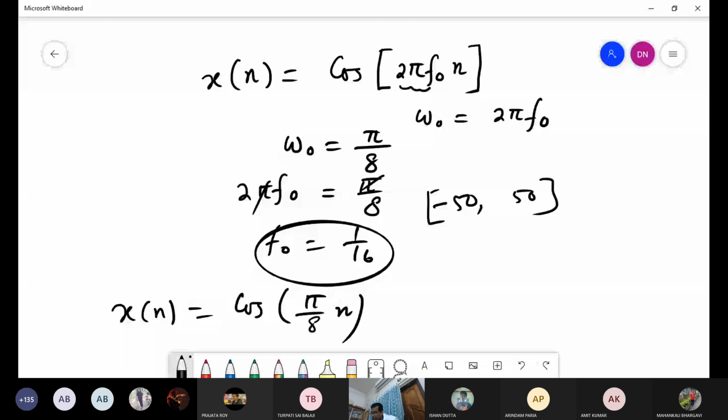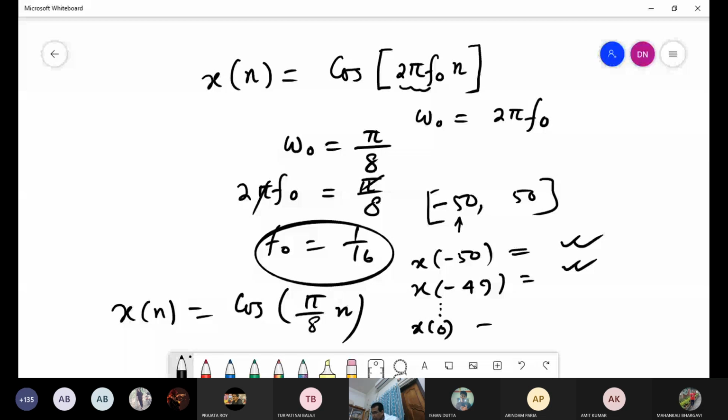So find out the values for x[n] for n equal to minus 50, minus 49, minus 48, minus 47, and so on up to 50. First you write x of minus 50, you will get some value. Then x of minus 49, you will get some value. Then so on. Then x[0], n equal to 0, you will get some value.